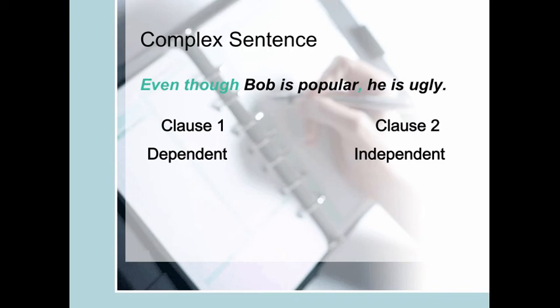So by moving even though to the front, we make Bob is popular a dependent clause. Even though Bob is popular does not make sense on its own until you have the independent clause, he is ugly. Even though Bob is popular, comma, he is ugly. If the dependent clause comes first, you always put a comma after it before the independent clause.